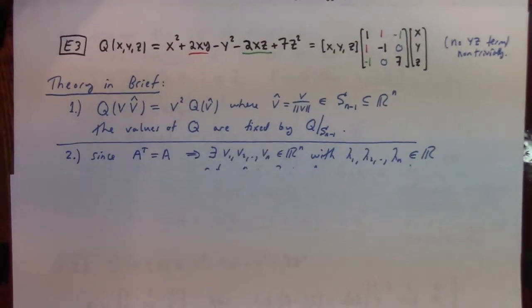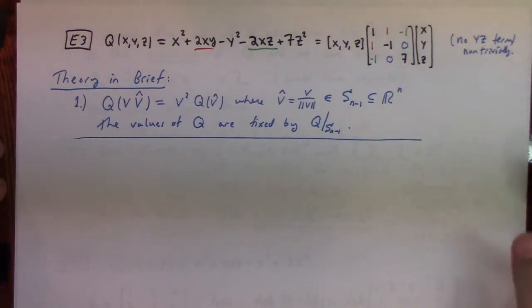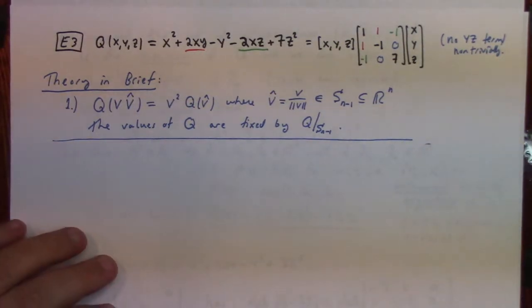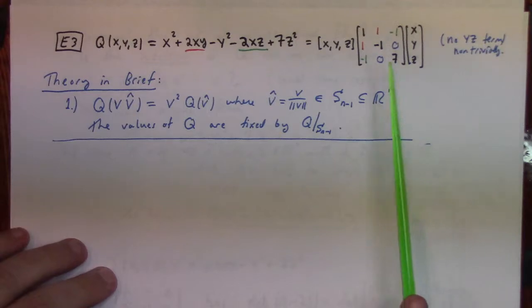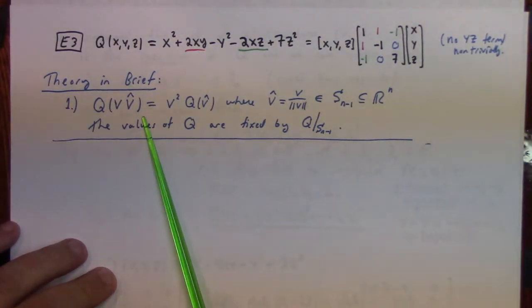Now, quadratic forms are amazing in terms of their structure. It's really quite beautiful, and a little bit surprising that linear algebra has so much to say about it, because they are, after all, nonlinear, and yet they're still governed by a matrix, which means linear algebra has much to say. Here's the theory in brief.